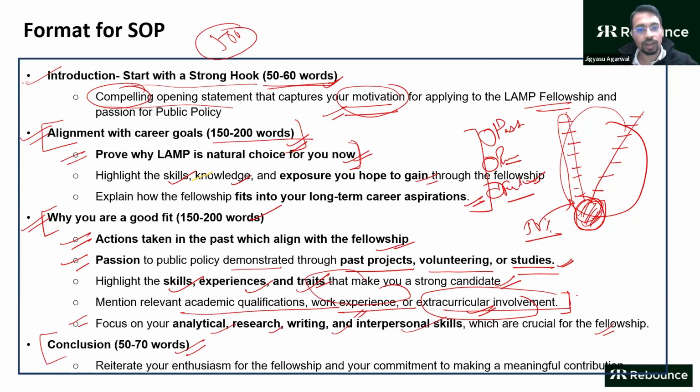Understand what they are looking for. Apart from your motivation, they are also looking for your ability to comprehend your thoughts well, that clarity of thought they are looking for. So ensure that you are able to showcase all those things via this application. Finally, conclude in 50 to 70 words, reiterate your enthusiasm for the fellowship, and also your commitment to make a meaningful contribution. This is how you should ideally go about an SOP.